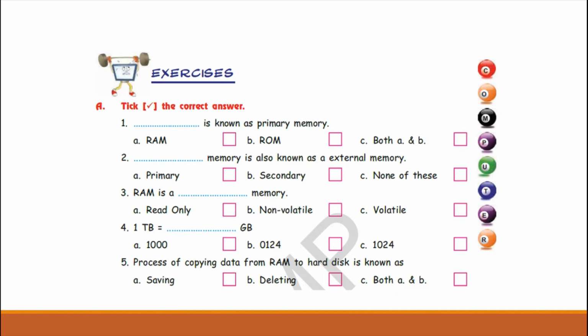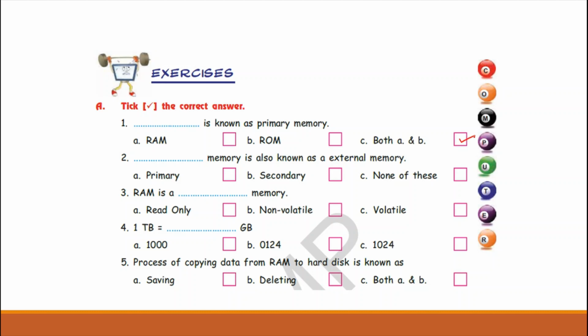Number 1. Dash is known as primary memory. RAM, ROM, or both A and B, that is RAM and ROM. Children, you have already learned in this lesson that RAM and ROM is known as primary memory. So the right option for this question is C, both A and B.